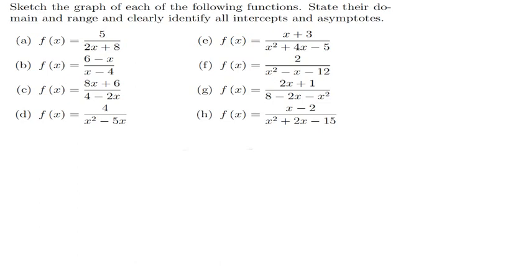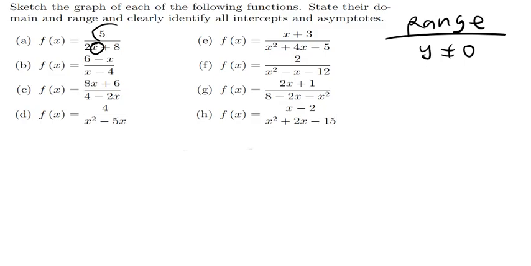How do we find the range? If the function is bottom heavy, I'll start with part 1. If the function is bottom heavy, for the range you say y is not equal to 0. What do we mean when we say the function is bottom heavy? The degree of x on the denominator is greater than the degree of x on top. That function is considered bottom heavy. Y is not equal to 0.